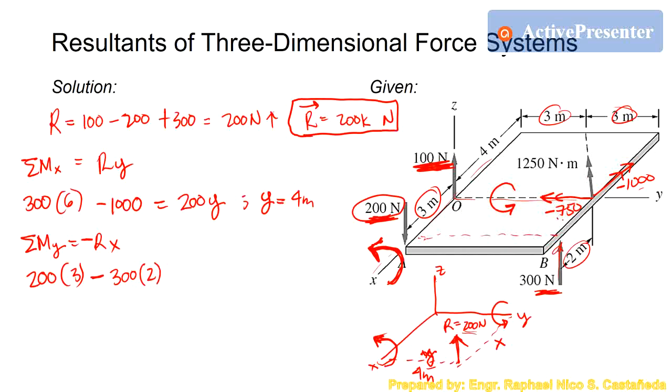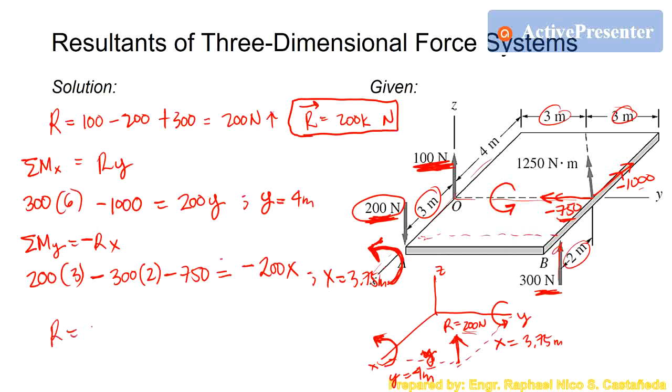Then we have negative 750 newton meters equals negative R, which is 200, times x. So we will have the value of x. So x is equal to 3.75 meters. So the answer here is x equals 3.75 meters. Well, this is y. So our final answer is this one.